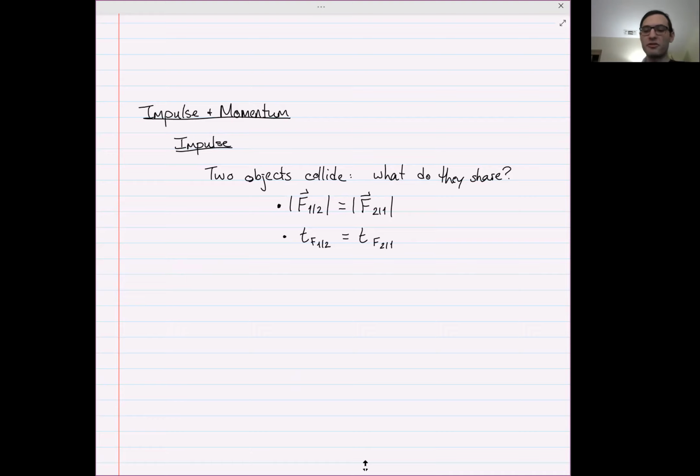So we can define a new quantity. And we're going to call that quantity impulse.